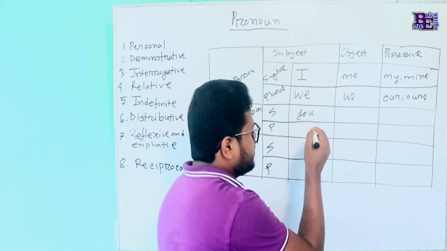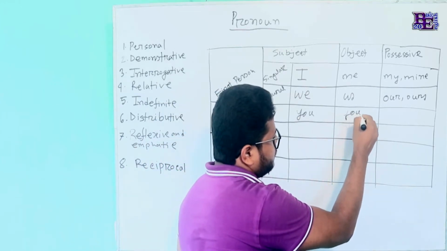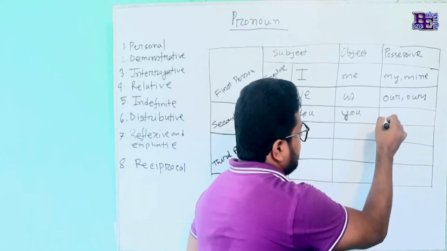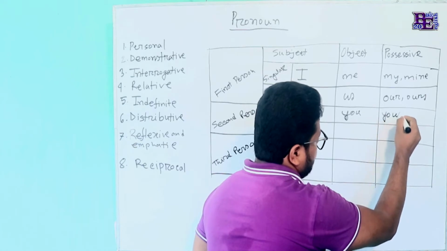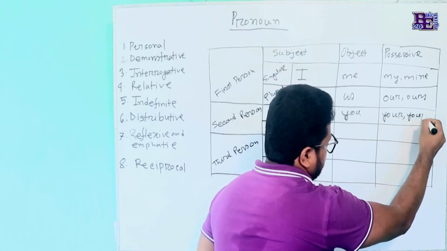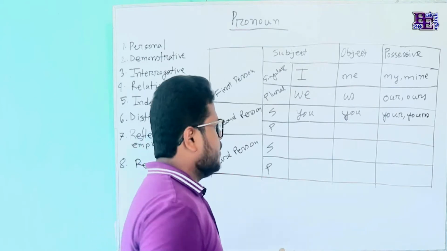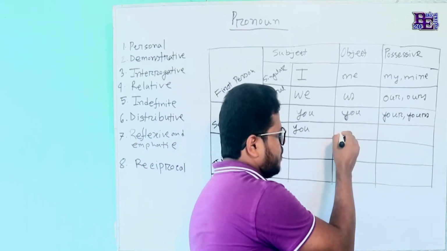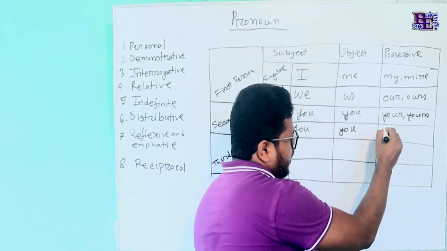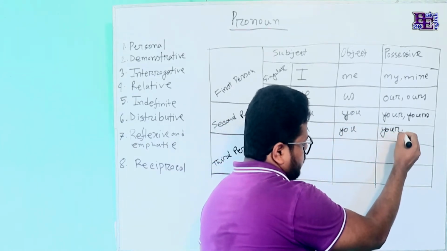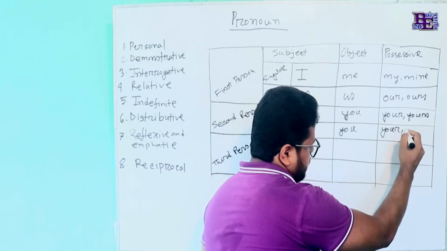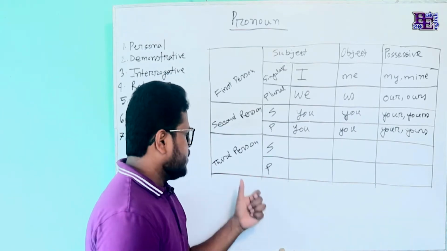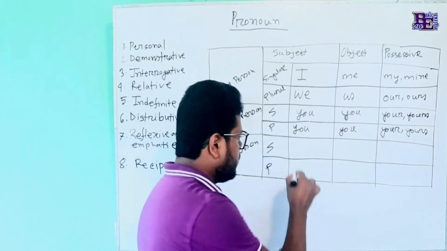Okay, so you has the objective form you, the same as the subjective form, and the possessive form is your, or you can write yours. Okay, so the plural is you itself. Same is the case with the objective form, that is you, and in the possessive form we will get the same forms here, that is your, yours.